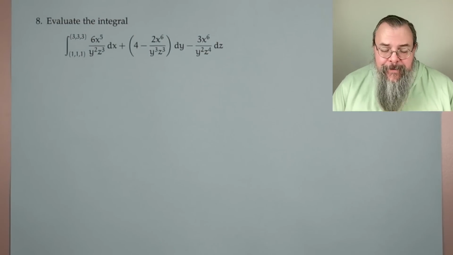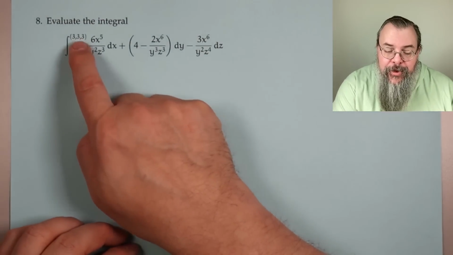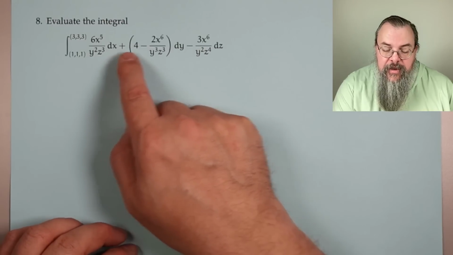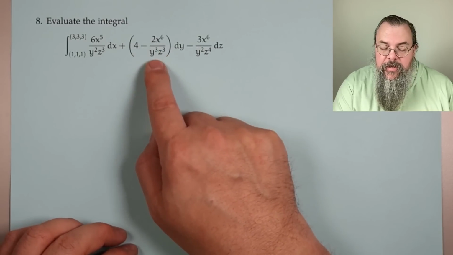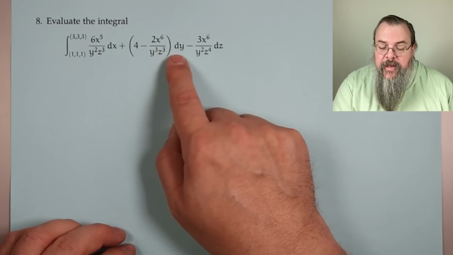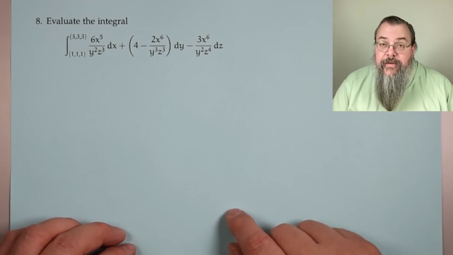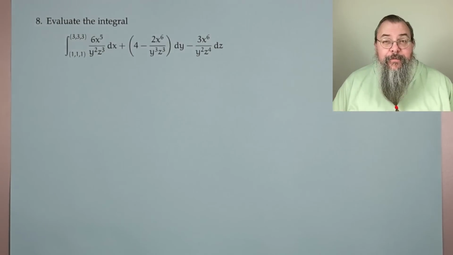Evaluate the integral from (1,1,1) to (3,3,3) of 6x to the 5th y squared z cubed dx plus 4 minus 2x to the 6 y cubed z cubed dy minus 3x to the 6 y squared z to the 4th dz. Oh, that's right, I'm in my z mode.